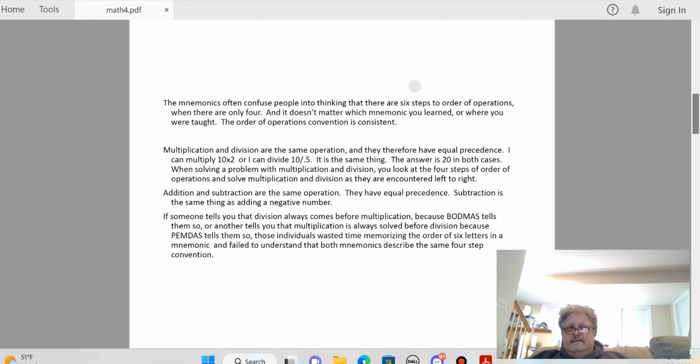I can multiply 10 times 2, or I can divide 10 by 0.5, I should say. It's the same thing. So multiplication and division is the same thing. My answer is going to be 20 in both of those cases. So when solving a problem that has multiplication and division in it, you look at the 4 steps of order of operations, and when you get to multiplication and division, whichever one is leftmost, the first one you encounter going left to right, that's the one you do first. That's the general way that order of operations works.